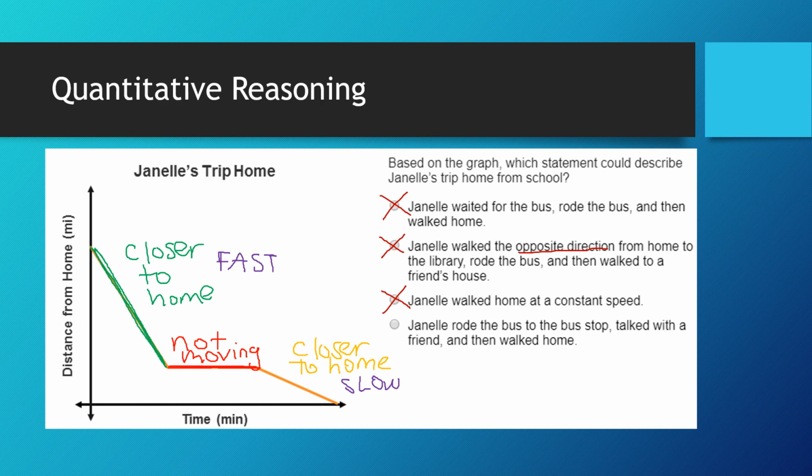Let's make sure that this last option does make sense before we commit. It says Janelle rode the bus to the bus stop, talked with a friend, and then walked home. So let's see if that shows fast movement, waiting around, and then slower movement back to her house. If she rides the bus, that's probably going a whole lot faster than what I could walk. If she's talking with a friend, that means that she's not really going anywhere. She's just standing around talking. And then if she walks home, that would be a slower pace to get her back to her house. So this would be the description that fits the graph.